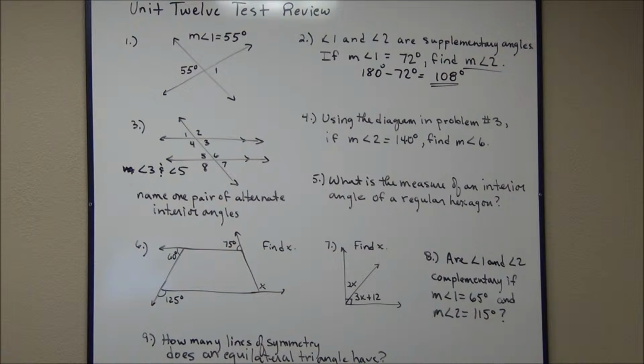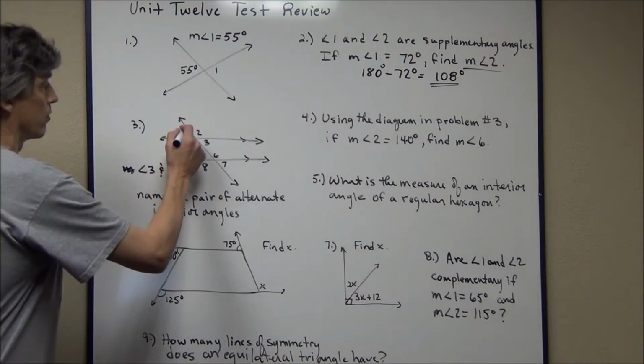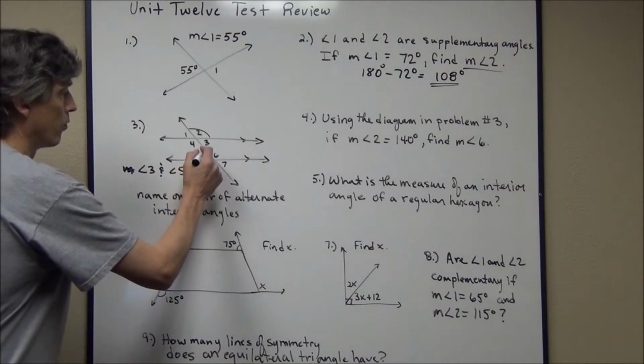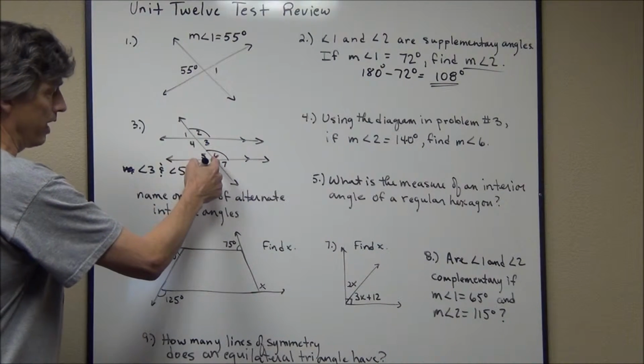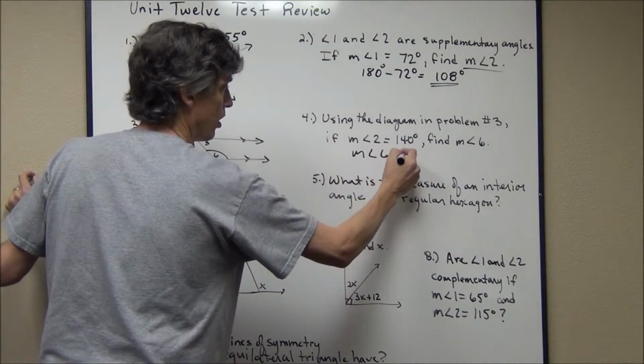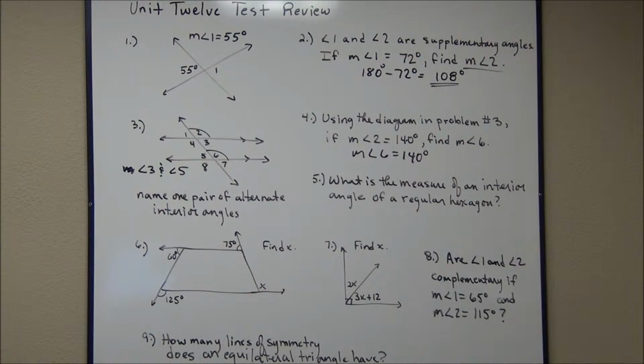Problem 4, use the diagram here, and it says that the measure of angle 2, that's this angle right here, is 140 degrees. Find the measure of angle 6. Well, these are corresponding angles, and they're congruent. So the measure of angle 6 is also 140 degrees. Very straightforward.